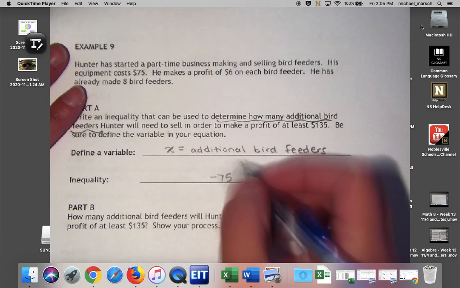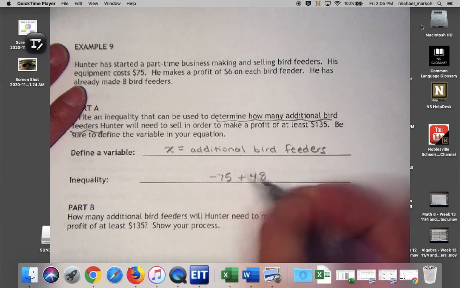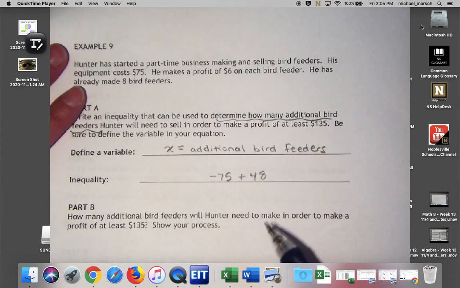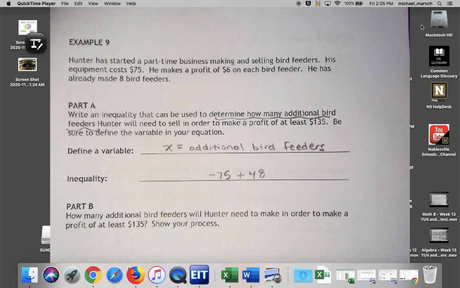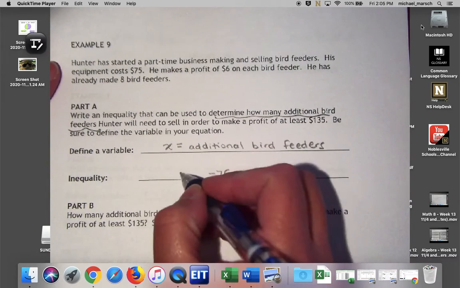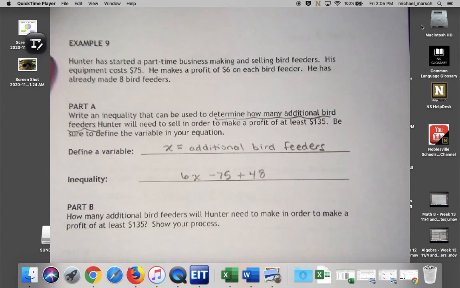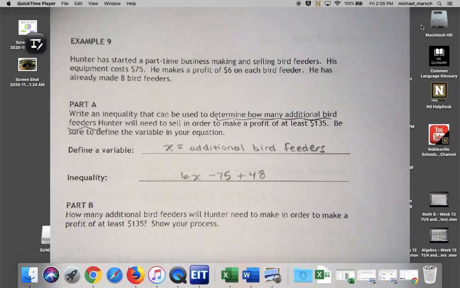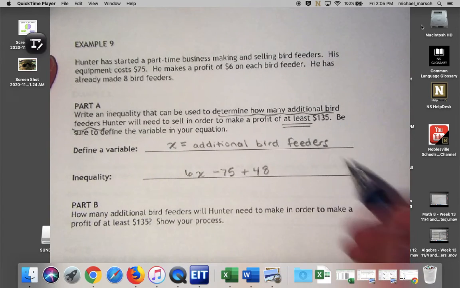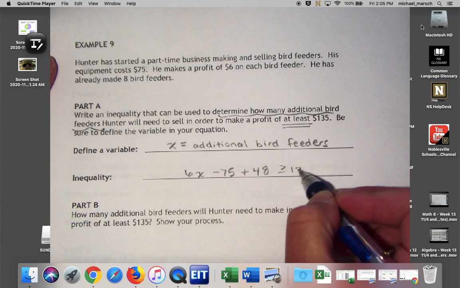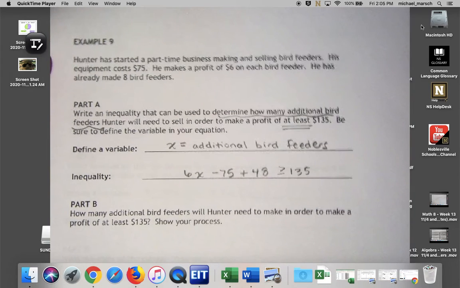48? Yes, 48. So we have negative 75. He's made back 48. How much will he make on each one that he sells? So $6 per bird feeder. Minus the 75 plus the 48, and he wants to make at least, greater than, $135. Correct, right?